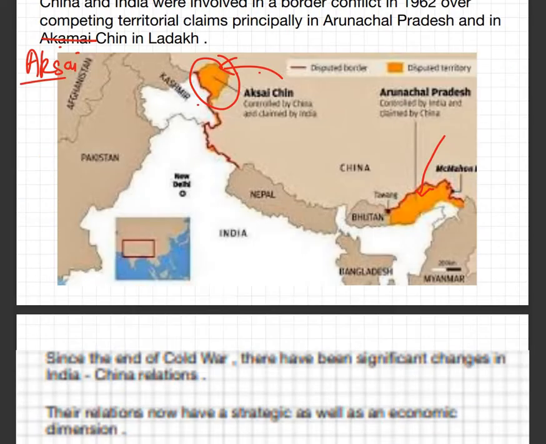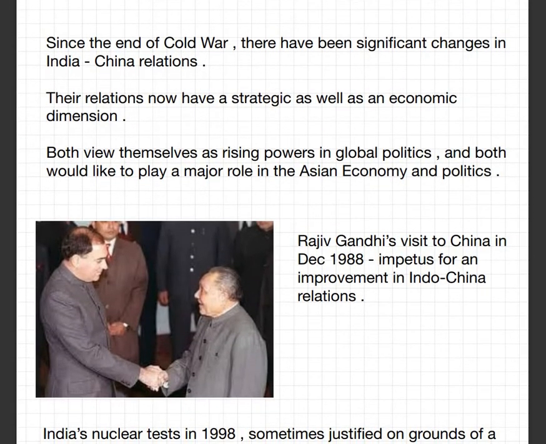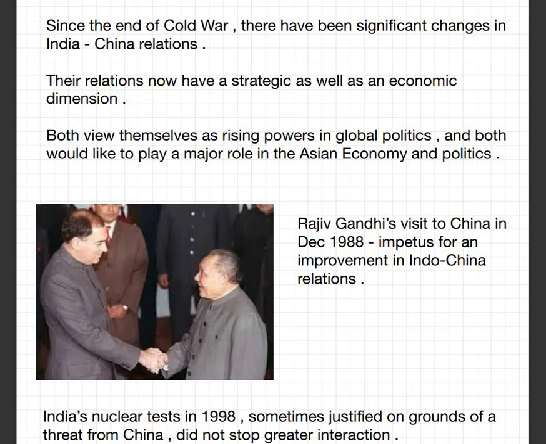Then Aksai Chin को लेकर जो लद्दाख रीजन में China basically says Aksai Chin is a part of us, and it also basically says that Arunachal Pradesh is part of our territory. हम इन दोनों ही claims को refute करते हैं. We do not accept these claims. तो यहाँ पर ये फाइट अभी यहाँ पर चल रही है. This is not Aksai, it is Aksai Chin.